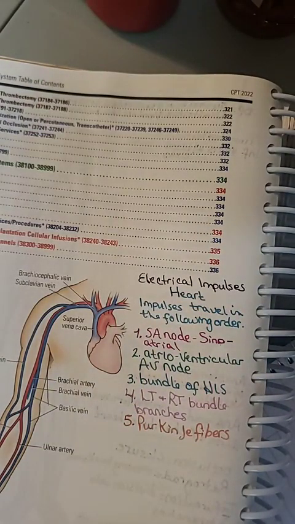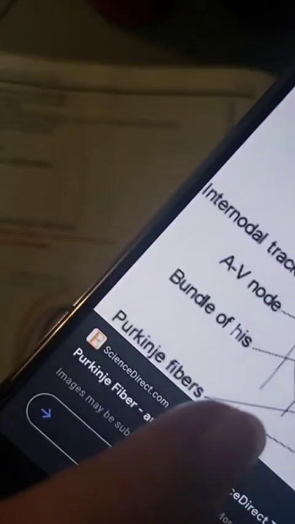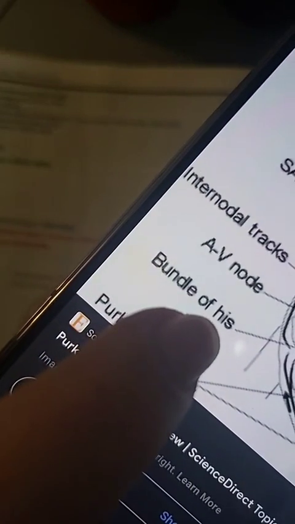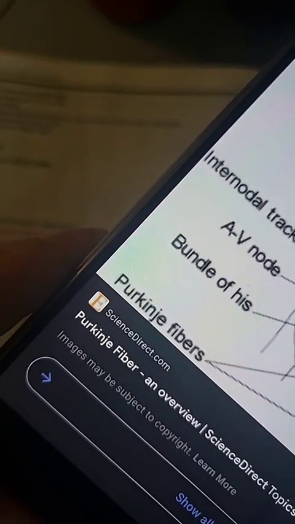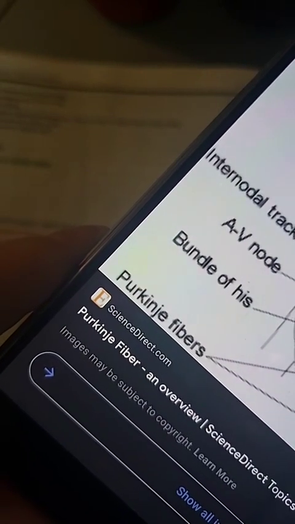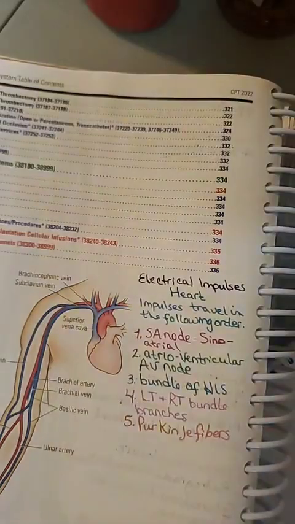Number 3. Right there. Bundle of His. That's exactly what it is. You're welcome.